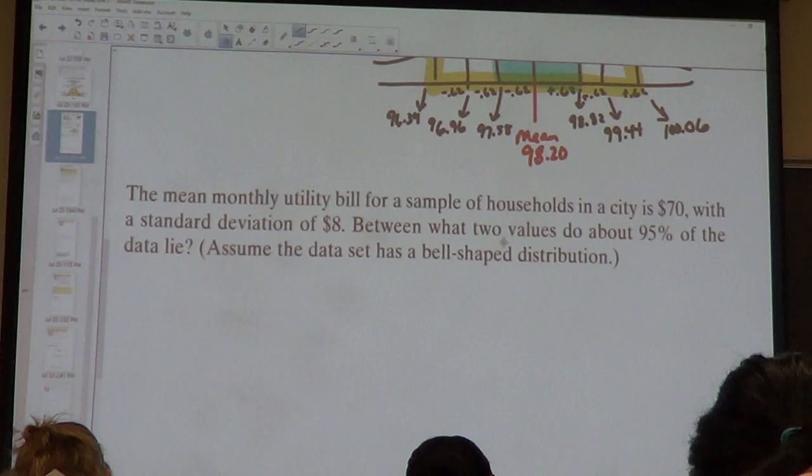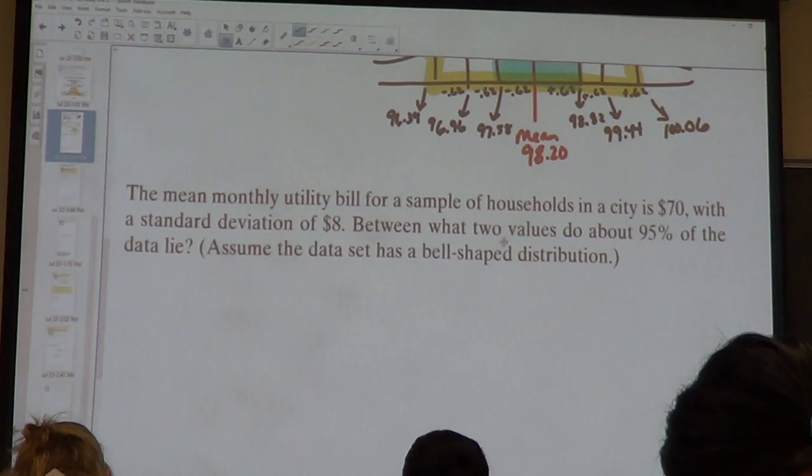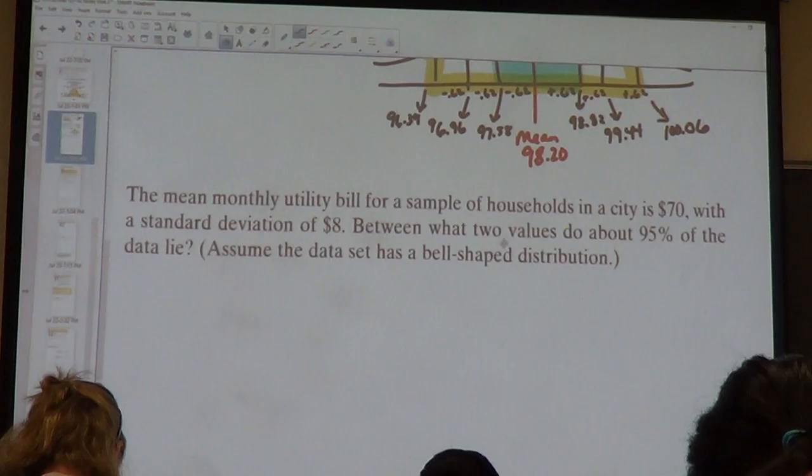The average monthly utility bill for households is $70 with a standard deviation of 8. Between what two values do about 95% of the data lie?